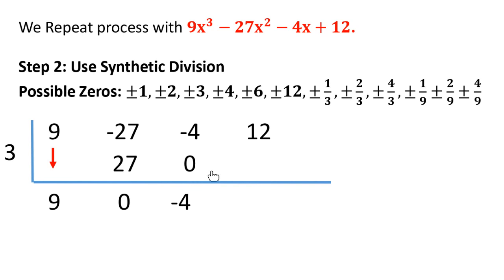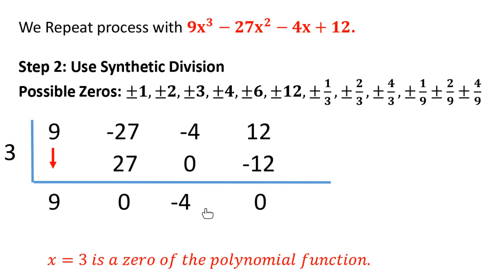3 times 0 is 0. Negative 4 plus 0 is negative 4. And 3 times negative 4 is negative 12. And 12 minus 12 is 0. So yay again, we got a remainder of 0. That means that x equals 3 is a zero for this polynomial.